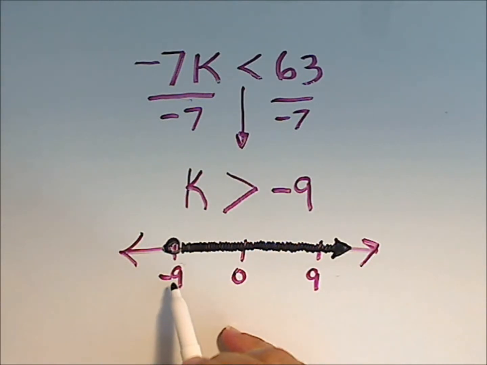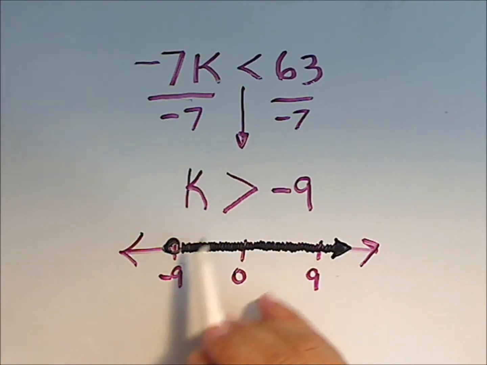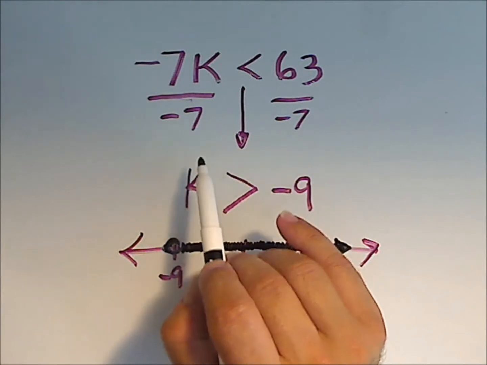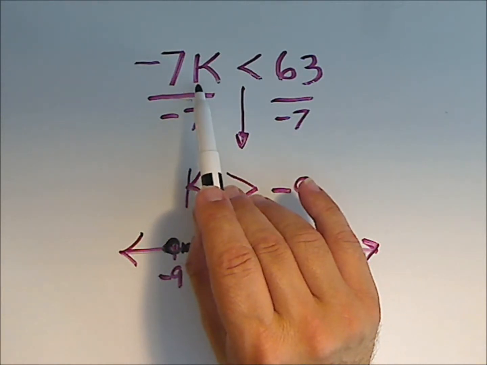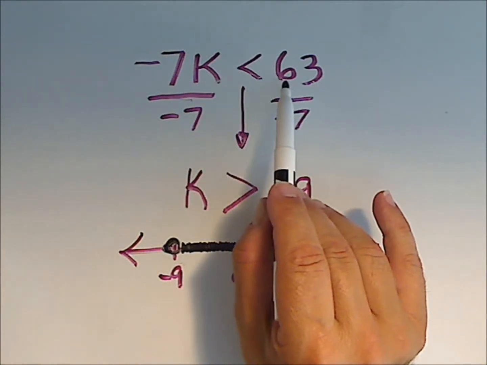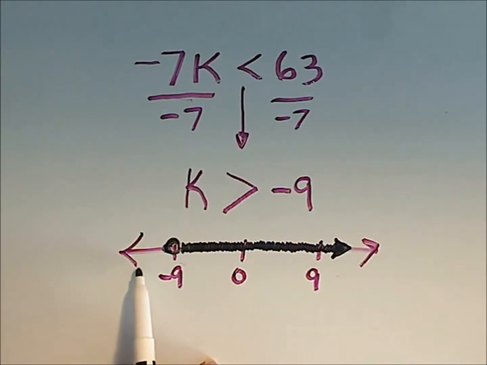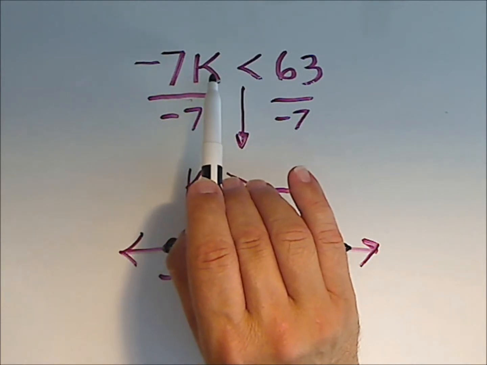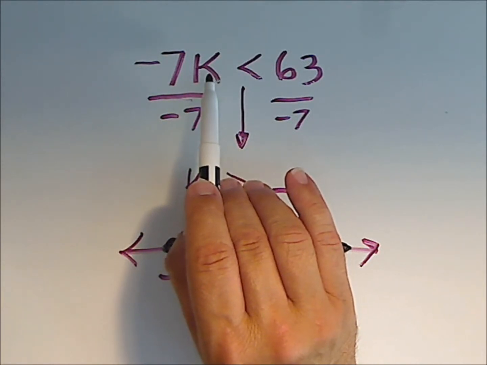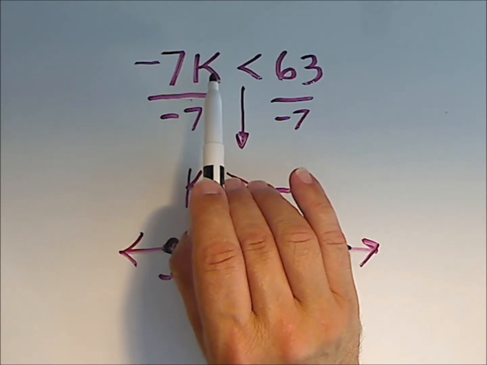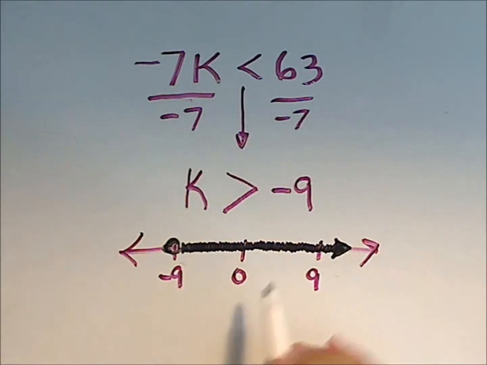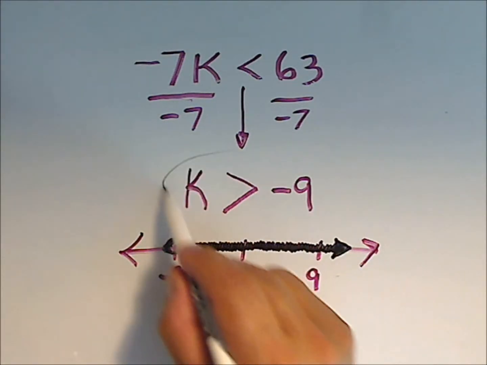But if I put in the negative 9, it should be exactly equal to 63, and that's why we're not going to accept it. Negative 9 times negative 7 is a positive 63, and that's not less than 63, it's equal to. And if I were to take negative 10, that's not going to work, because negative 7 times negative 10 is positive 70, and positive 70 is definitely not less than 63. It's greater than. So this is the correct graph, and this is the correct answer.